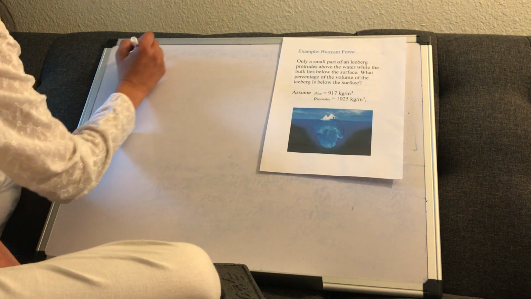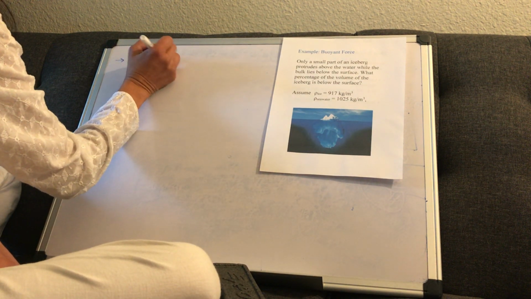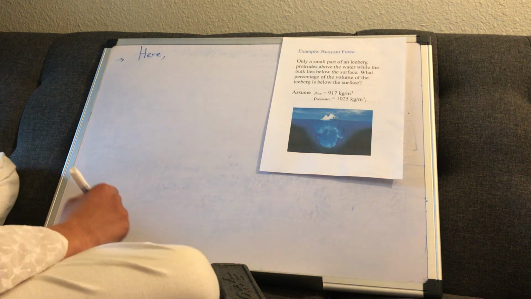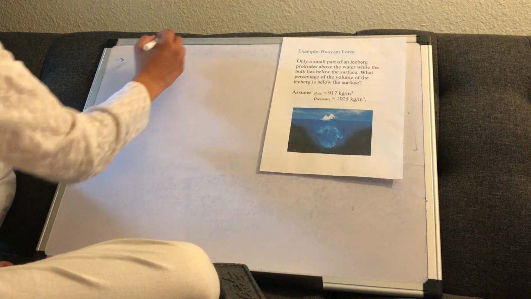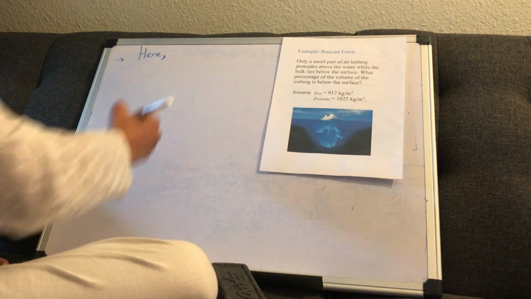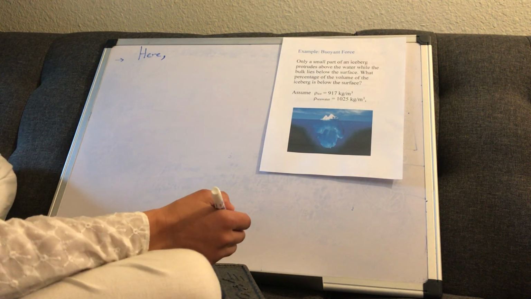So here, really meaning there. Okay, first step in solving a problem in physics is writing down all the given information. So let's write it down.